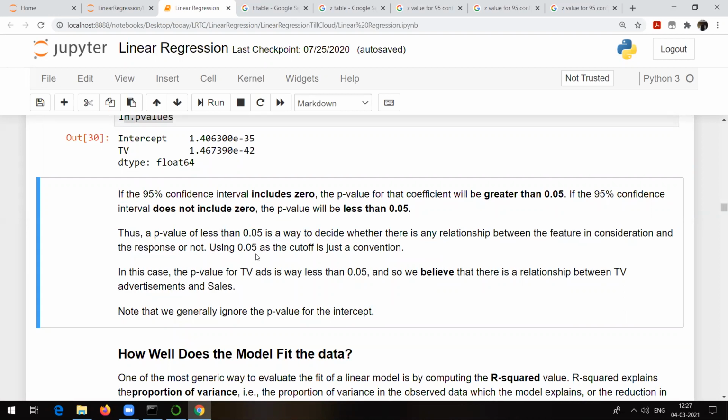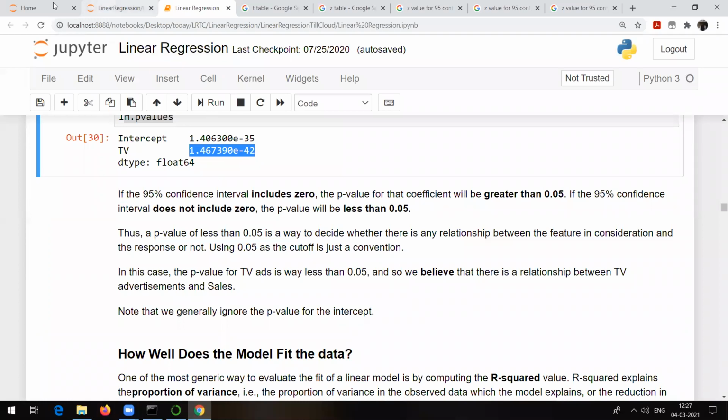Again, using 0.05 as the cutoff is just a convention. It's not compulsory that you use only the 0.05 value to decide about the confidence interval. It's just a convention. So in this case, the p-value of TV ads is way less than 0.05, which is 1.4673 e minus 42.